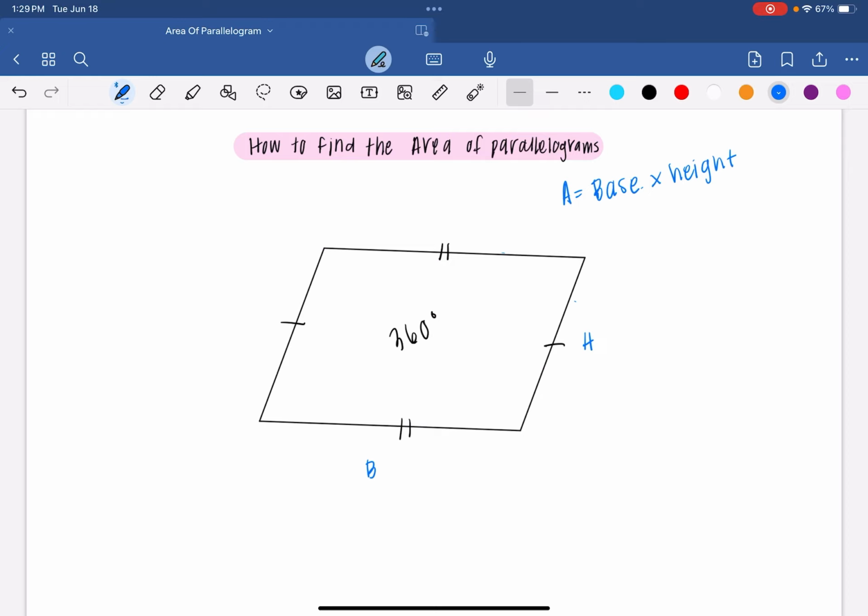So let's pretend that my base is equal to 10 centimeters. And when we're talking about area, we always want to make sure that we're in square units. So I'm going to say centimeters squared, and then we'll say that my height is 9 centimeters. Knowing that my formula is base times height, that's going to be 10 times 9, which will give me 90 centimeters squared. And that is your answer.